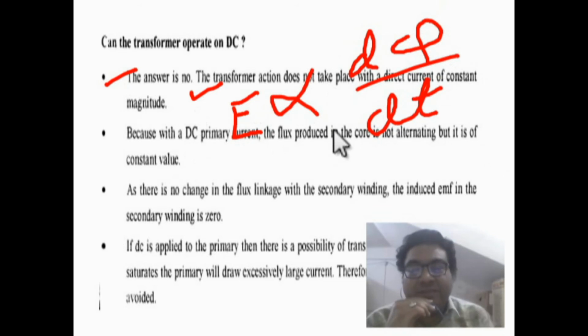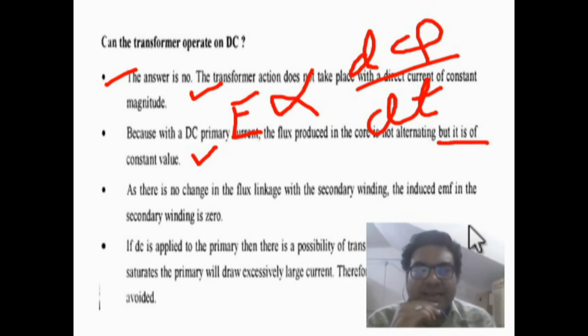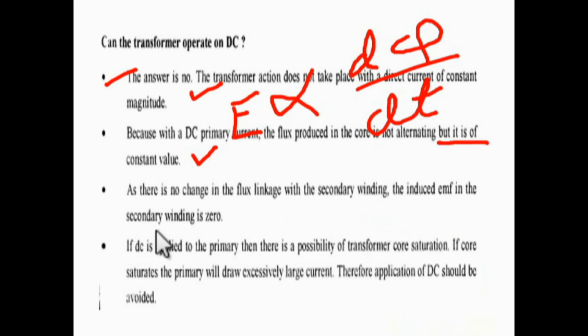But in case of DC supply, this is the answer, because with DC primary current, the flux produced in the core is not alternating, but of constant value. So that's why guys, in a transformer, DC supply will produce constant flux, so no alternating flux and no changing flux with respect to time. Therefore, the induced EMF will be equal to 0. See here, the third sentence: as there is no change in the flux linkage with the secondary winding, the induced EMF in the secondary winding is 0. It will always be 0 because the rate of change of flux is 0.